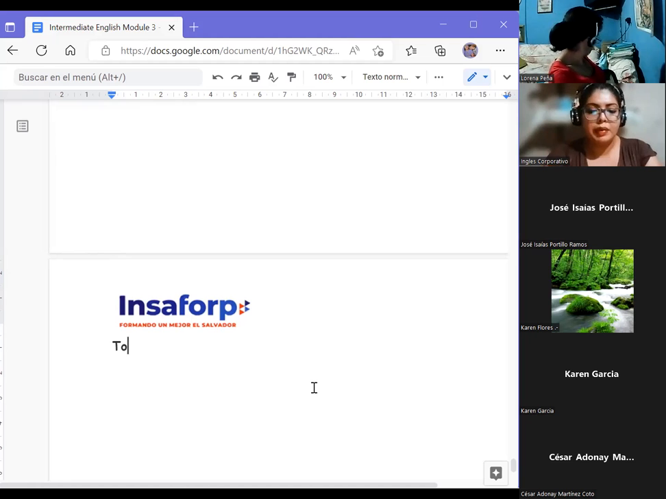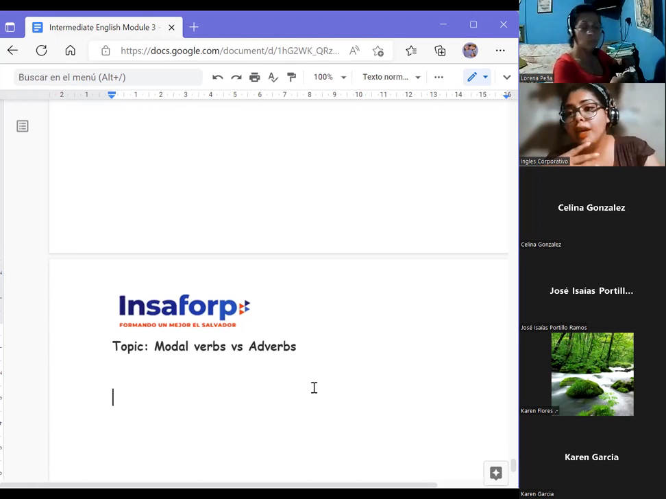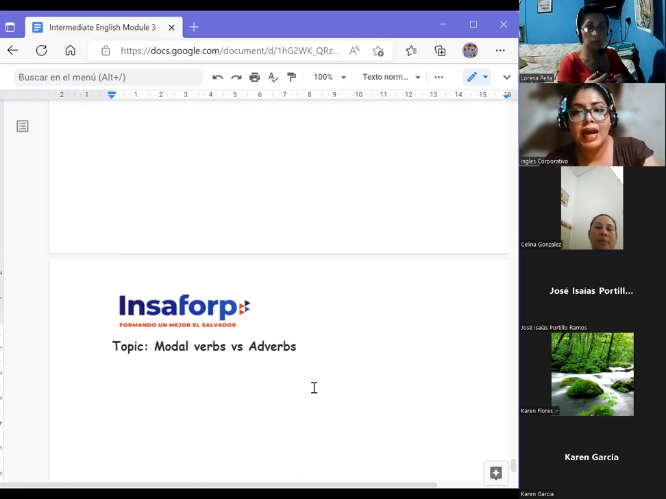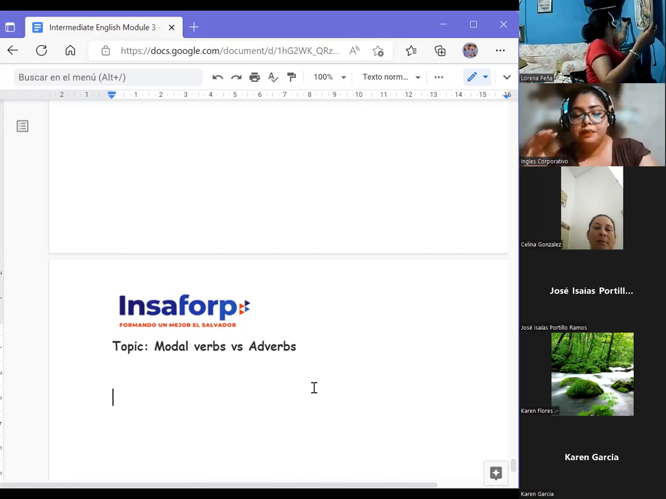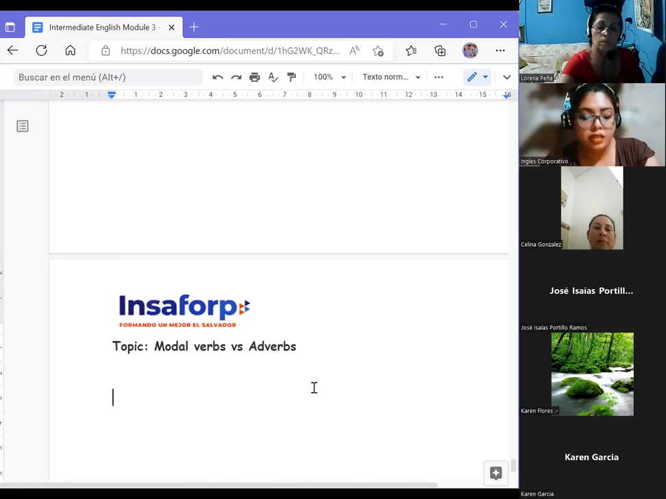So we are going to see the topic, and it's modal verb versus adverb. We have information about these two topics. We have information about modal verbs, we have information about adverbs, but we have information of both of them in a separate way. So now we are going to see what are the similarities that they have, what are the uses that we give to those parts, and also what are the differences that they have, and why they are very important for the English acquisition process.